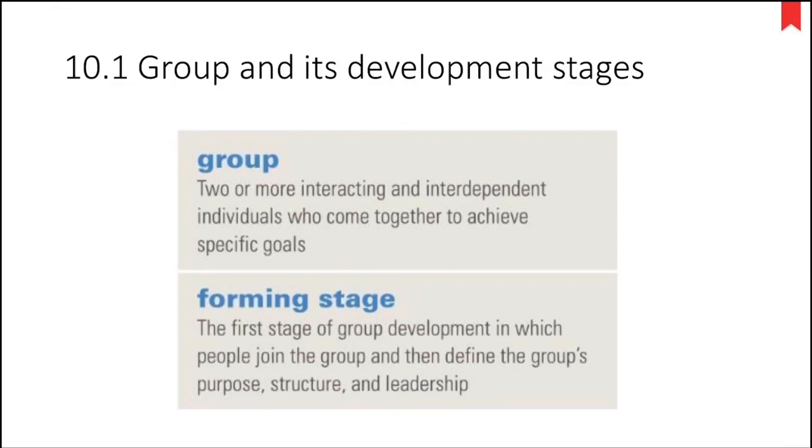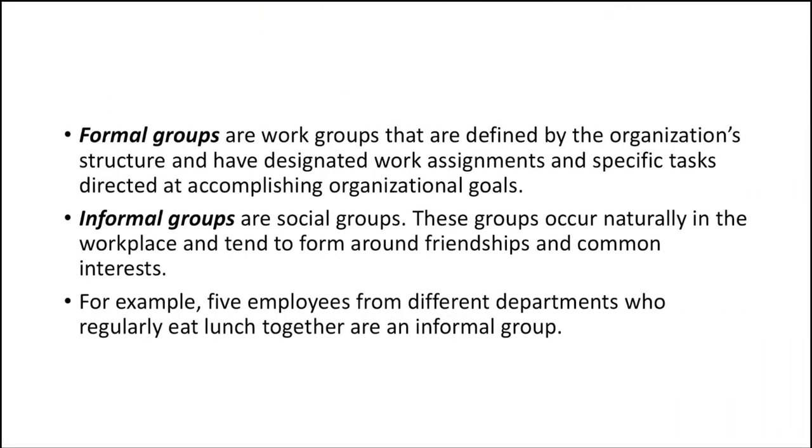So kalau dalam forming stage ni, kejap lagi I will touch on this later, sebab dia ada stages of group. Okay, so that is a group. Okay, and then there are two types of groups. First, formal, and then the second one is informal groups. Formal groups are work groups that are defined by the organization structure and have designated work assignments and specific tasks directed at accomplishing organizational goals.